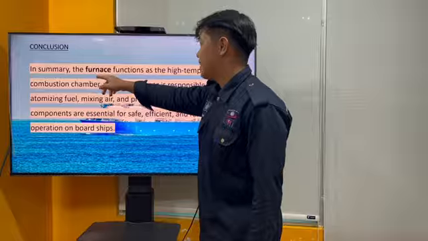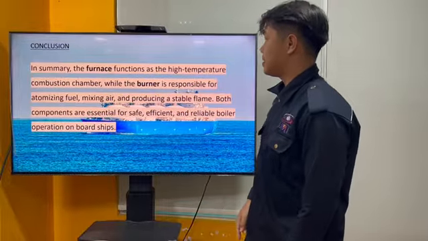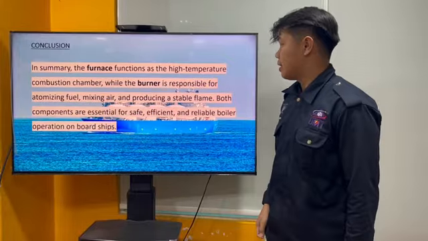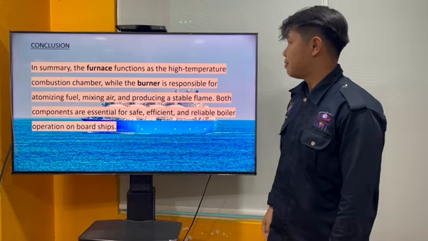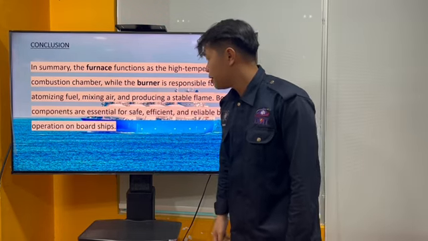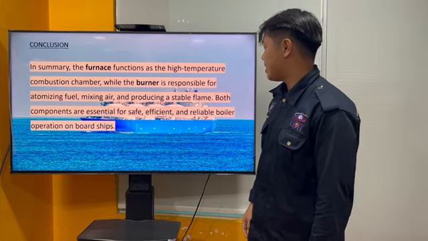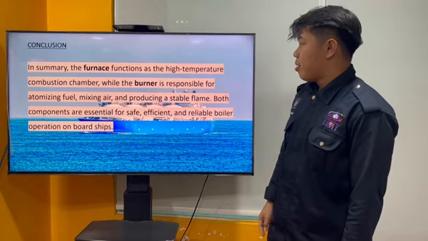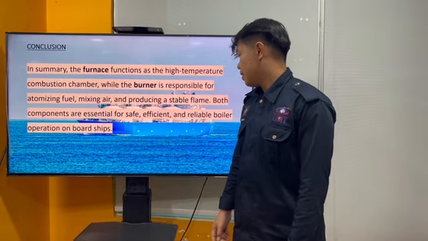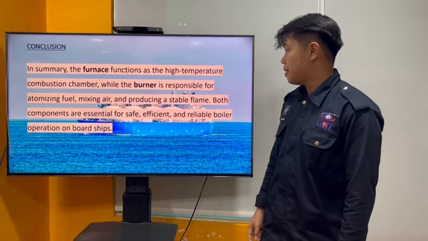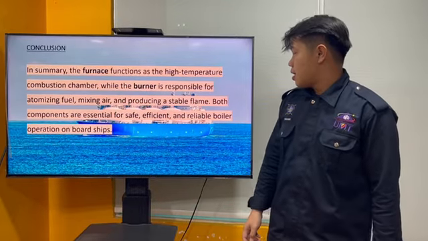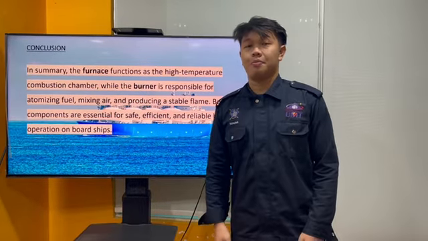Conclusion. In summary, the furnace functions as the high temperature combustion chamber, while the burner is responsible for atomizing fuel, mixing air and producing a stable flame. Both components are essential for safe, efficient and reliable boiler operation on a ship.